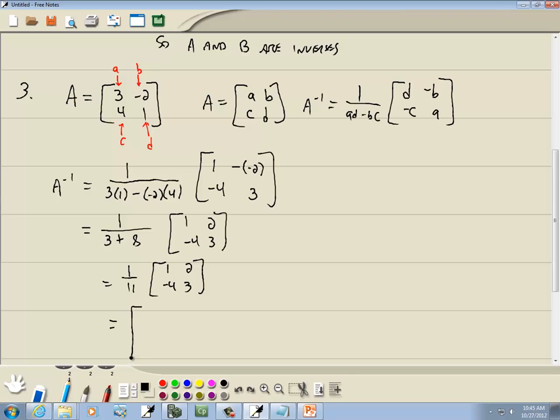Which would give us 1/11 times 1 is 1/11. 1/11 times 2 is 2/11. 1/11 times negative 4 is negative 4/11. And 1/11 times 3 is 3/11. And that'd be your answer.